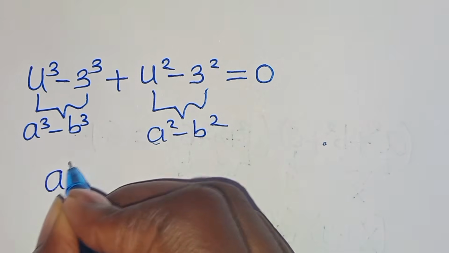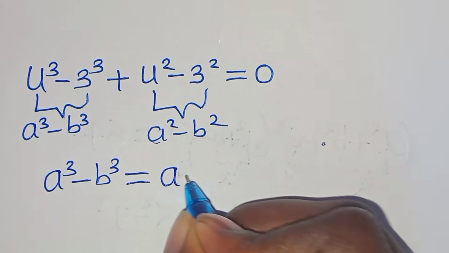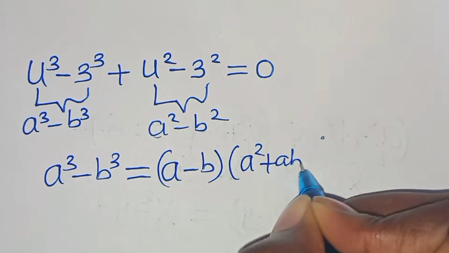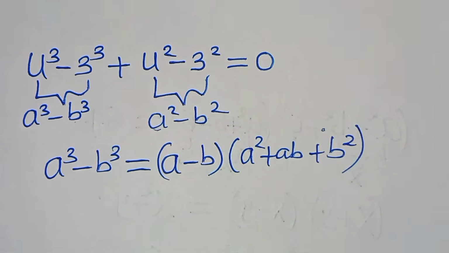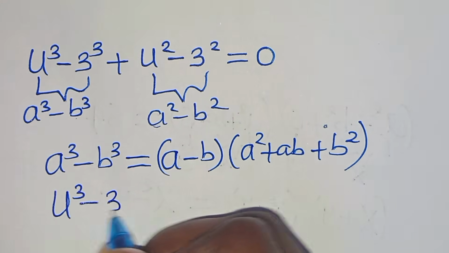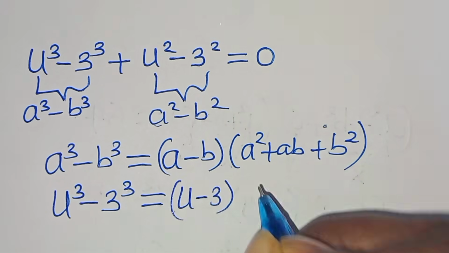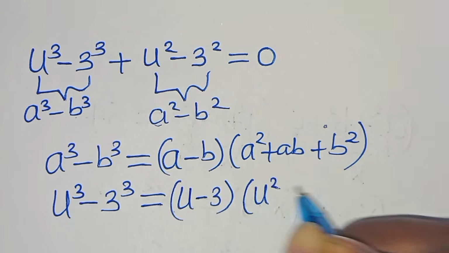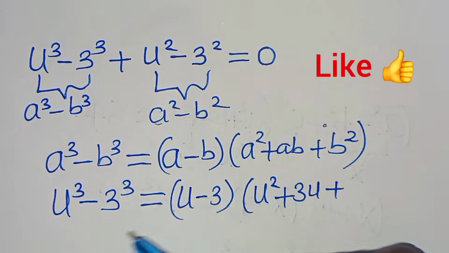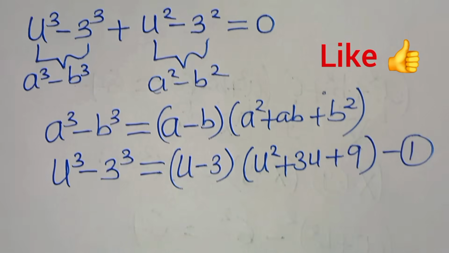So we have that a to the power of 3 minus b to the power of 3 can be expressed as a minus b, then we have a squared plus ab plus b squared. And this implies that u to the power of 3 minus 3 to the power of 3 can be expressed as u minus 3, then here we have u squared, then plus 3u, then plus 3 squared, which is equal to 9. Let's call this equation 1.